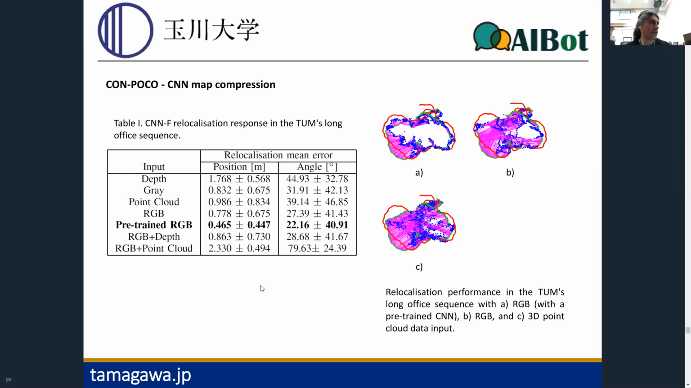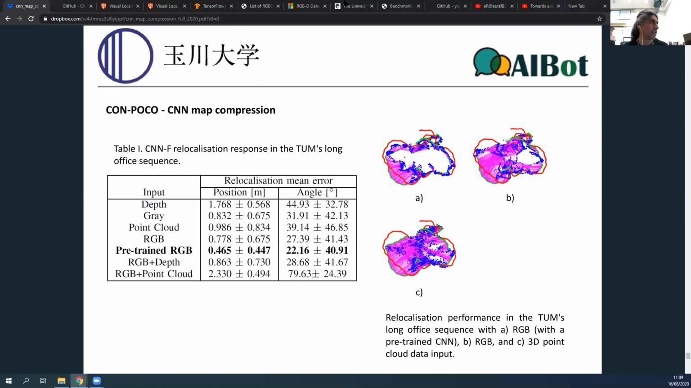So we have some outputs like that. For color image, color image in a pre-trained neural network, color image only and 3D points only. So we can see that the best representation is given by a pre-trained color image. We use the TUM's long coffee sequence. TUM is another data set that is very common and very, very useful. So this one.